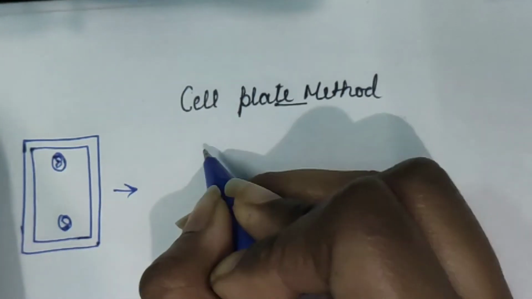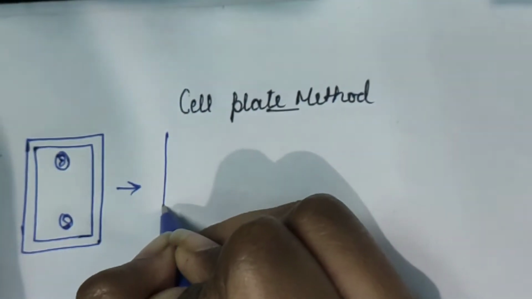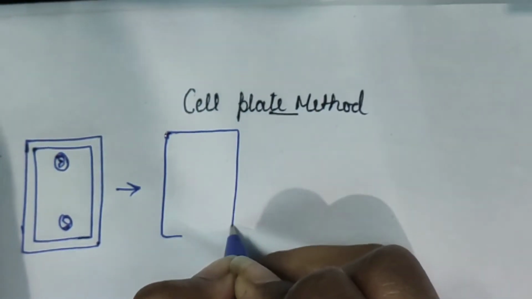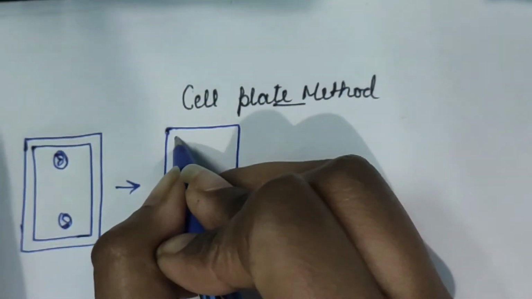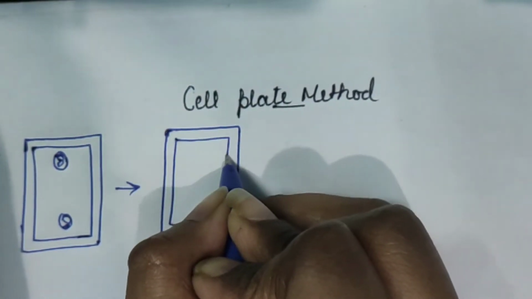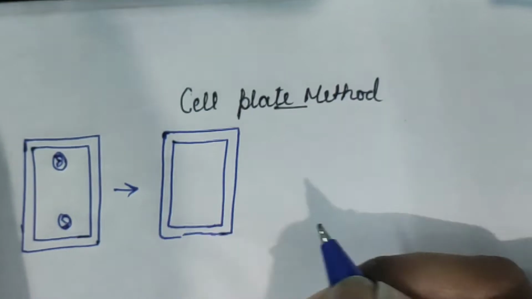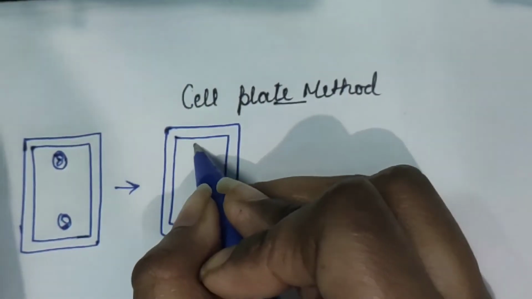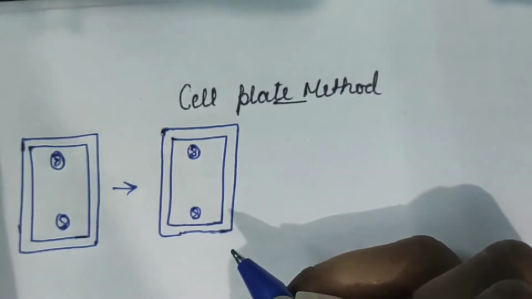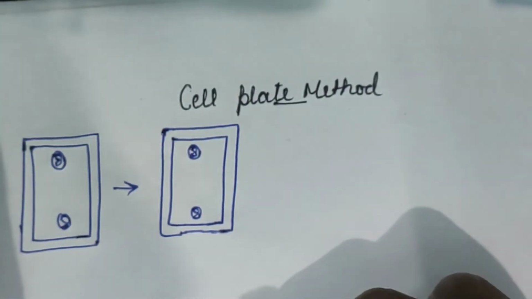Now, after the telophase, we start moving towards cytokinesis. One more thing, students: only cytokinesis is the process which makes a difference between animal and plant cell division, whereas karyokinesis is completely similar in both kinds of cell. So there is no difference in karyokinesis; there is a difference only in cytokinesis between animal and plant cells.